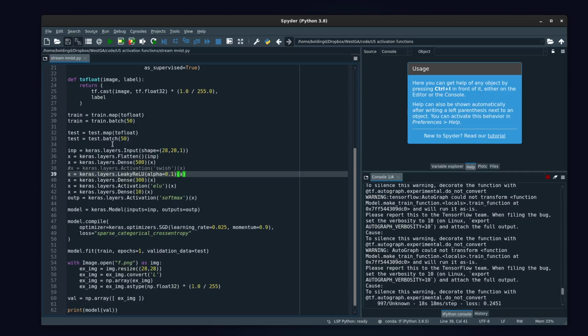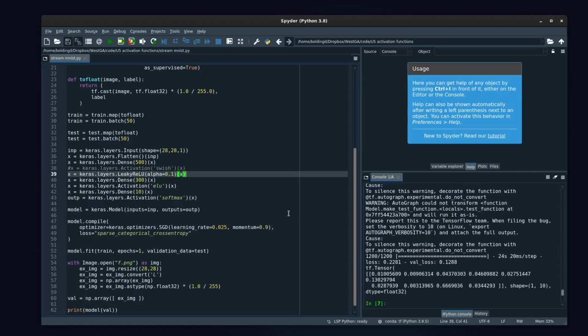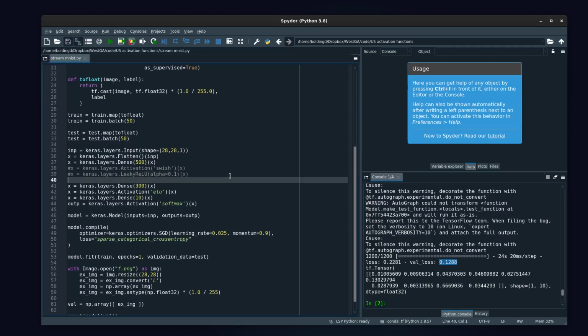So I said before that using the functional API, we can easily introduce a beta controlling term. Okay, and that time we got 0.1288. Again, probably doesn't mean anything. We can move to a version of swish with beta very easily, right?